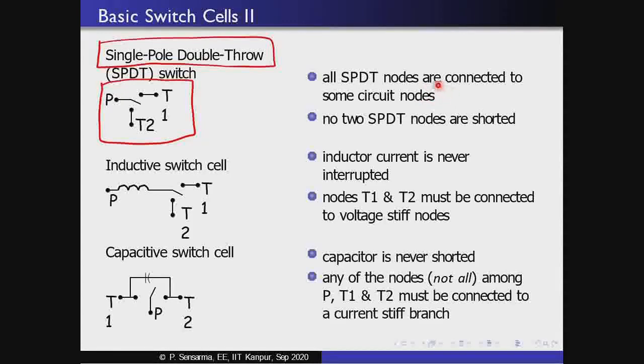What this statement means is that neither this pole P nor this throw T1 or this throw T2, none of these three nodes are going to be left hanging open. They will be connected to some node in the circuit. That is point number 1. Point number 2 is that no two nodes in this SPDT construct are going to be short circuited. So, that is the second condition that we will impose while we are constructing the circuit.